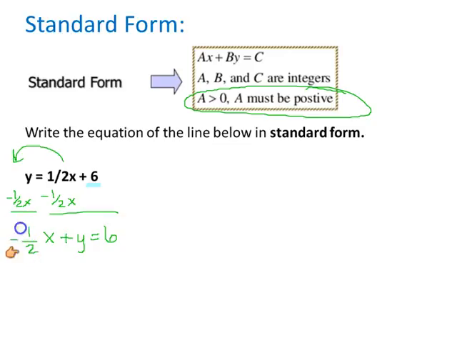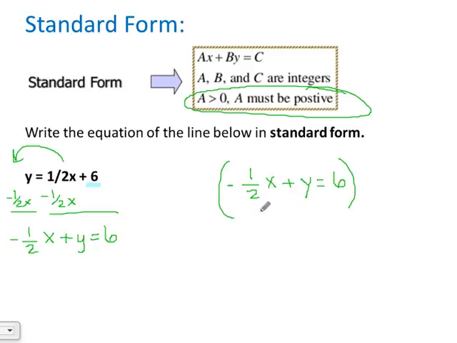Right now, A is not positive, and it's not greater than 0. So right now, it is less than 0. So we need to fix that. How can we do that? To fix that, let's do what we did on the previous slide. So we have negative 1/2 x plus y equals 6.